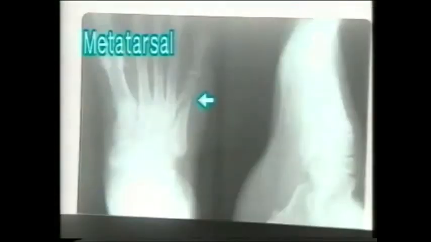This is a fracture of the tibia and fibula in the upper third. This is a comminuted fracture of the tibia and fibula in the lower third. This is an undisplaced fracture of the lower third of tibia. And this is an oblique fracture of the shaft of the fifth metatarsal.